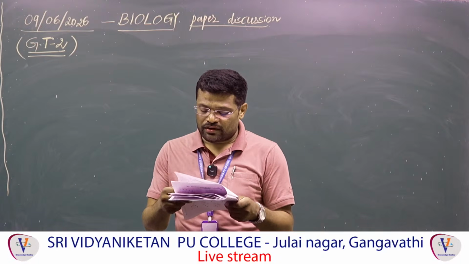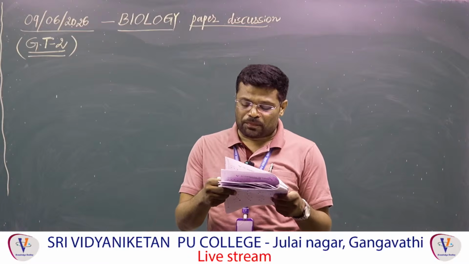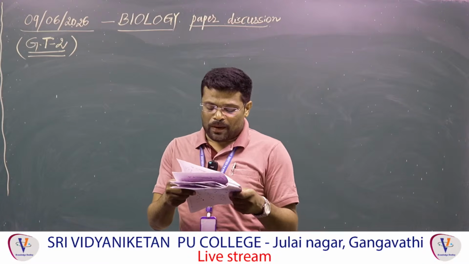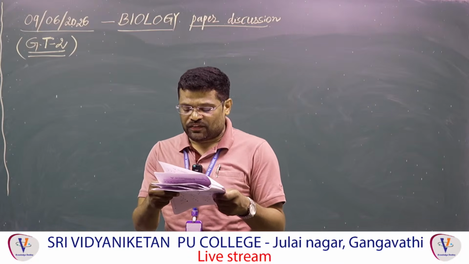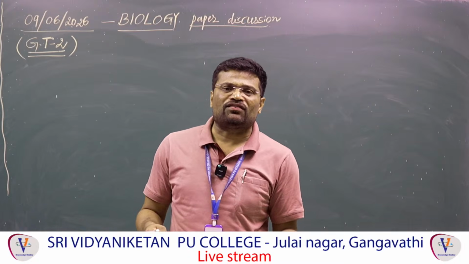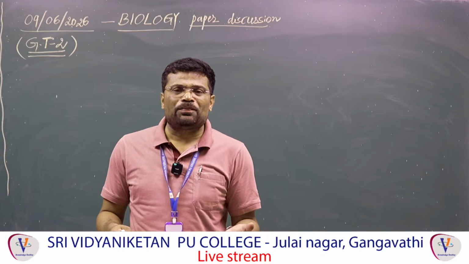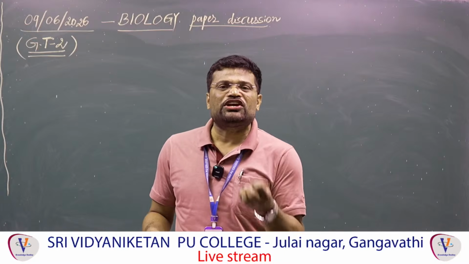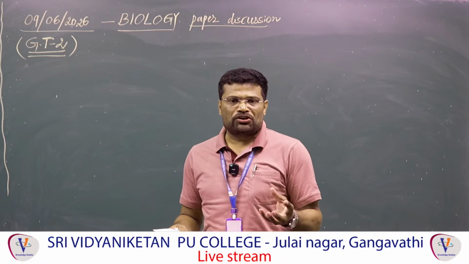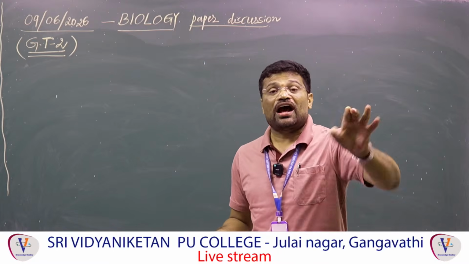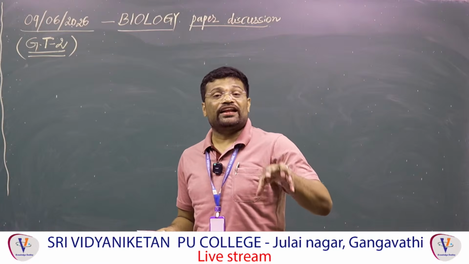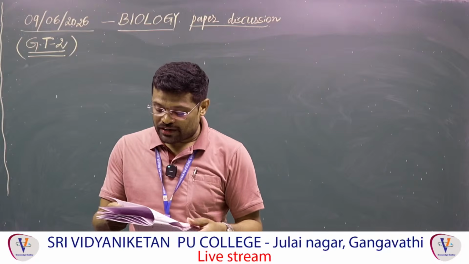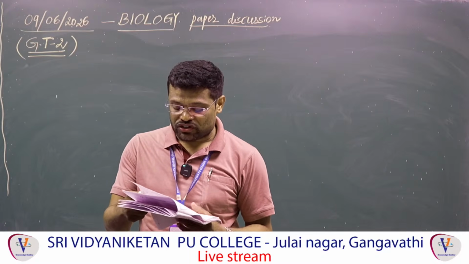Next, 159. A man has normal sperm count, but most of the sperms are non-motile. Which part of the sperm is most likely defective? Answer is middle piece. Why? Because in case of middle piece, mitochondria are present. Mitochondria provide energy for the movement of sperms. Mitochondrion singular, mitochondria plural. So answer is 2.